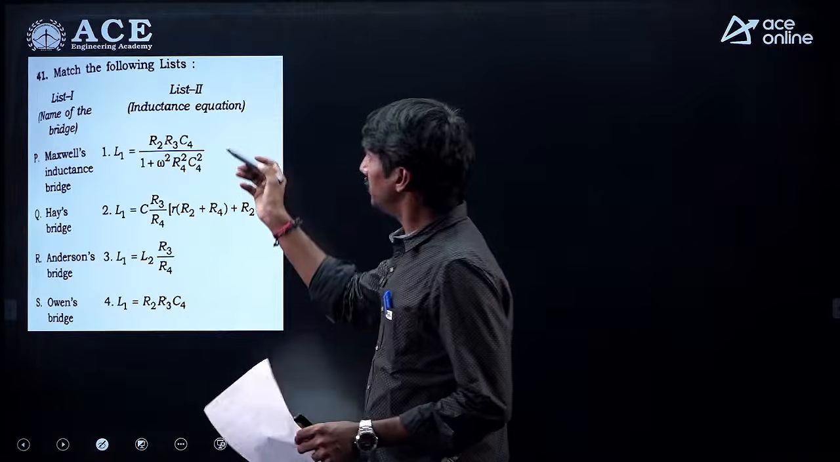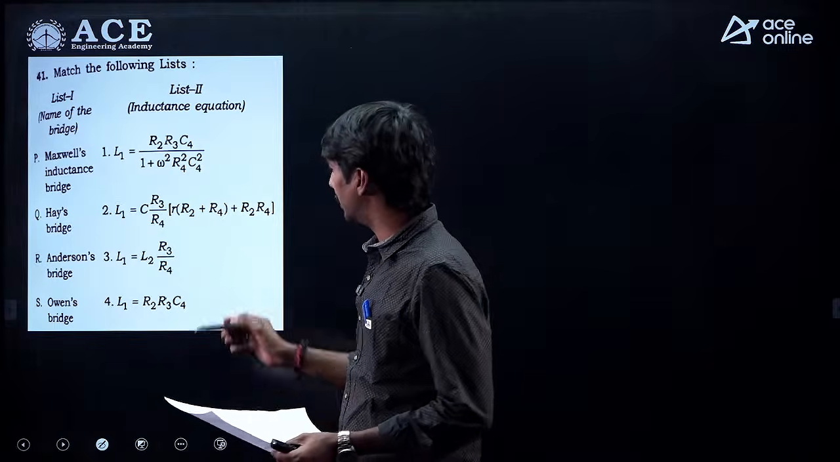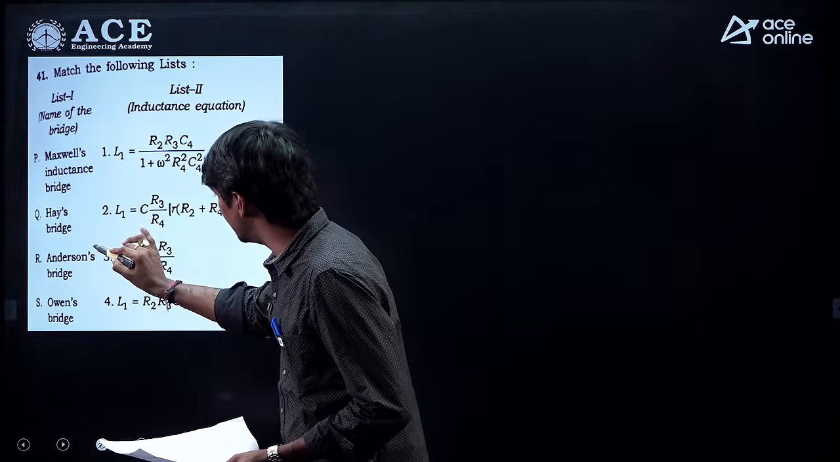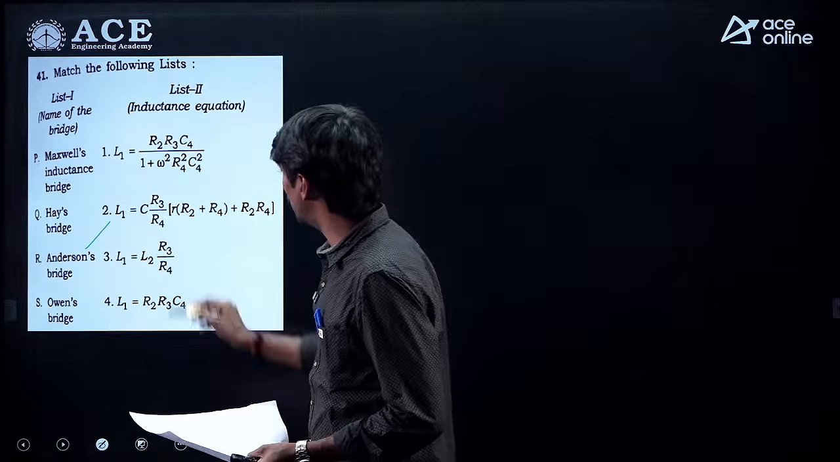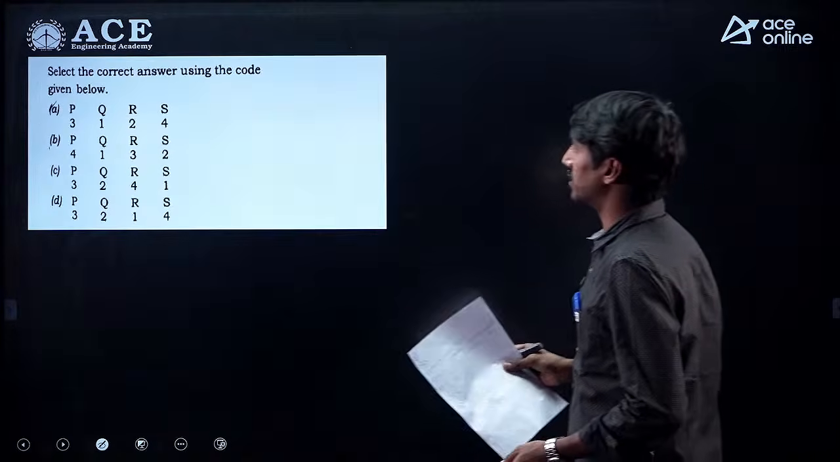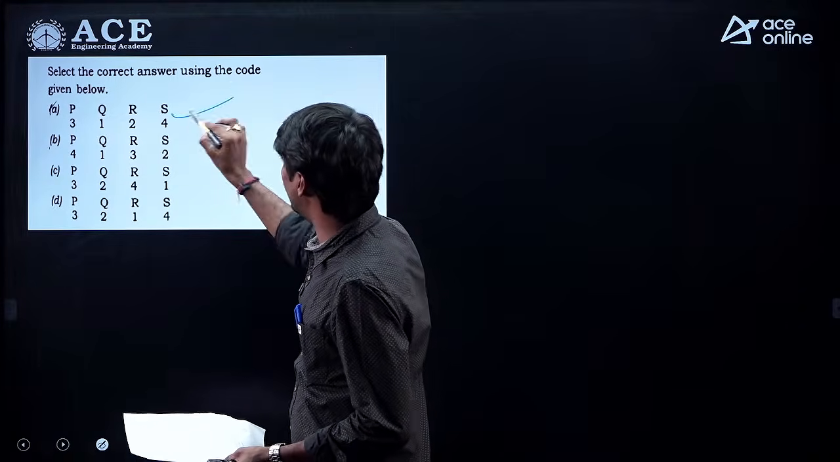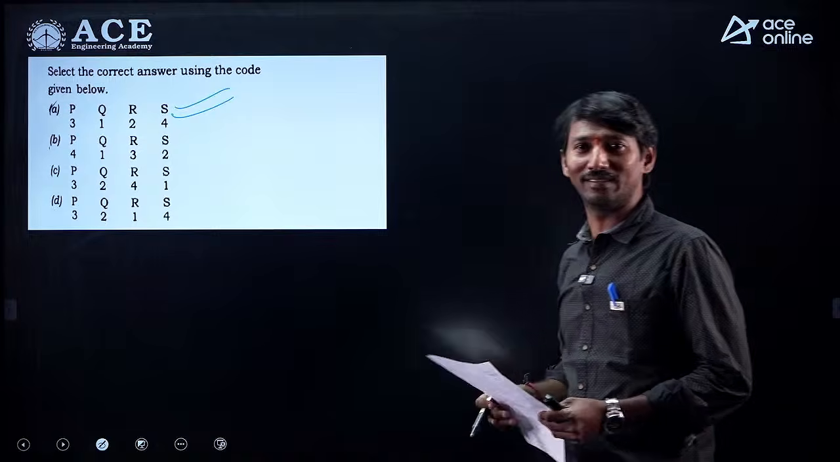Right. This is a very simple one. In this, match the following questions, whichever the specific one, kindly consider. Here Anderson's bridge is there. Anderson's bridge, that is what? This is the formula. If you hold this R2, if you see the options, R2 is only with 1. So directly first option. No need to worry about the other things.